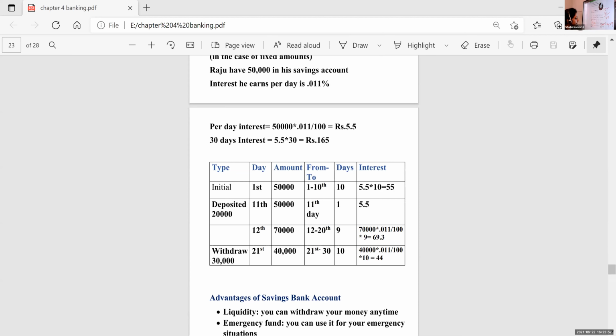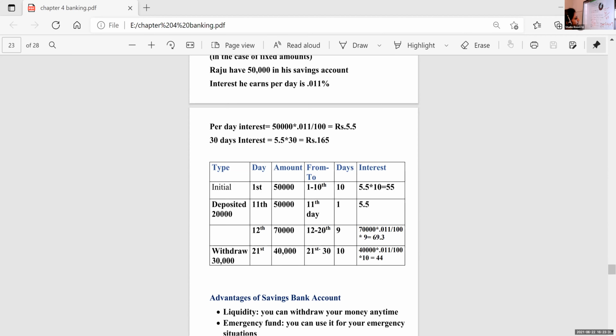Which amount? Why no response? There was 70,000 rupees and I withdrew 30,000. So on 21st, I have the balance of 40,000. So it is upon which amount that we calculate the interest? All are sleeping.